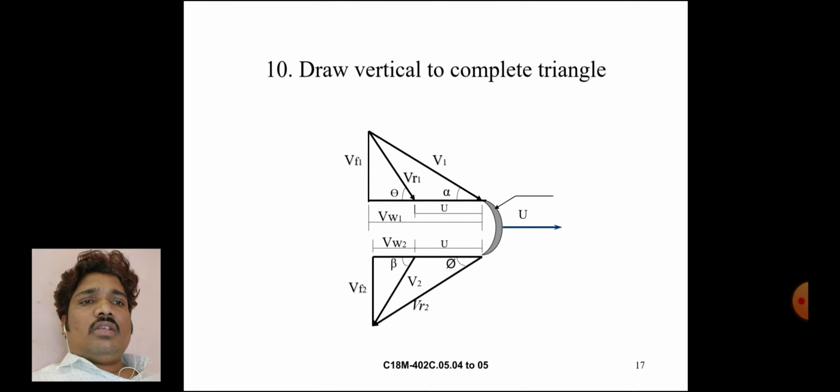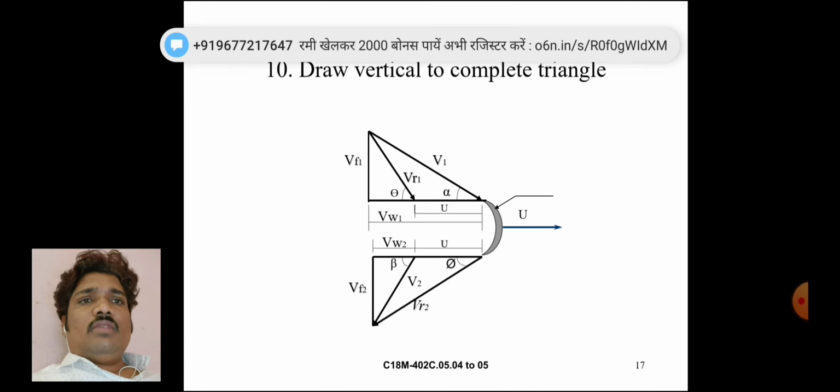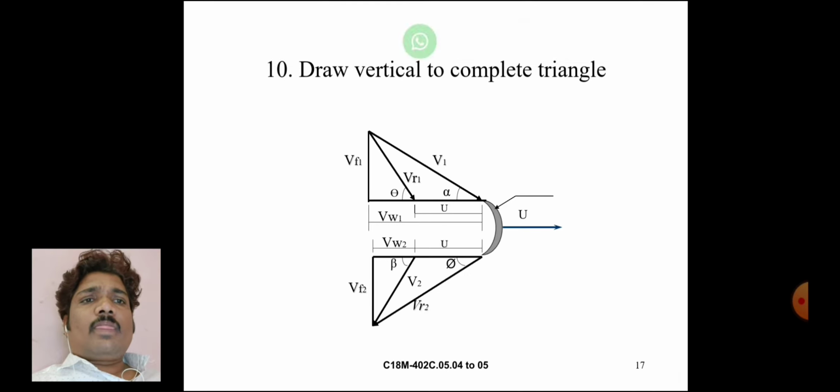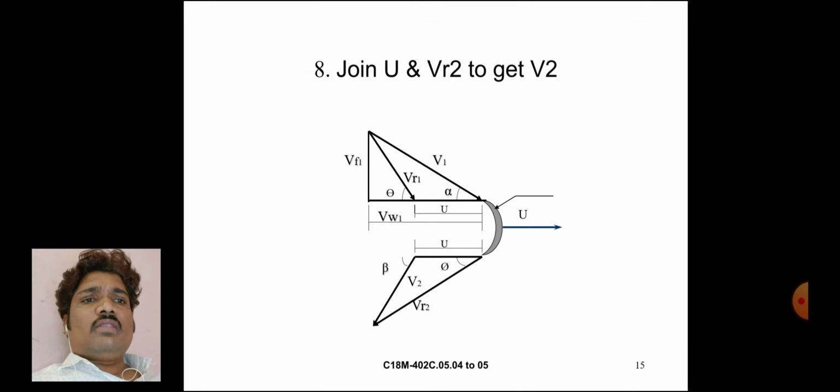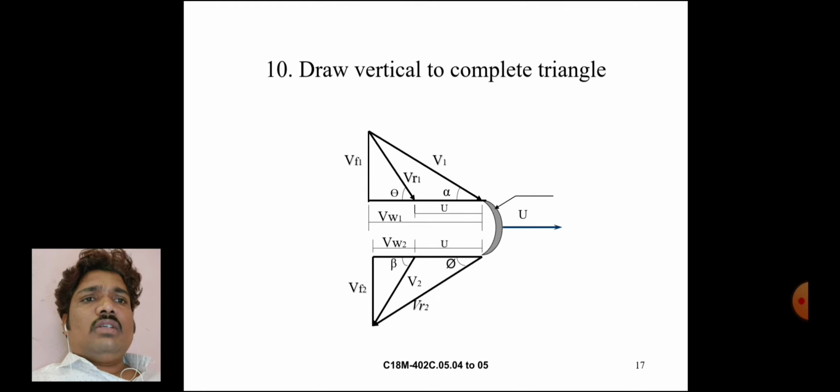Beta is an angle. V2 is the steam outlet velocity, with angle phi. VF2 is the steam outlet flow velocity. VR1 is the steam inlet relative velocity. VR2 is the steam outlet relative velocity.